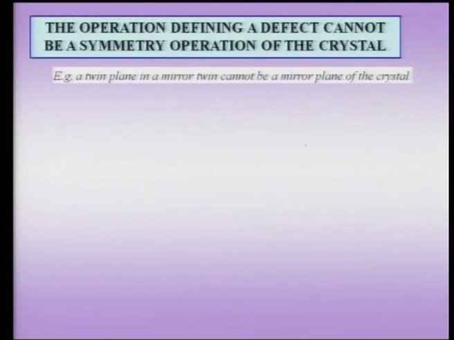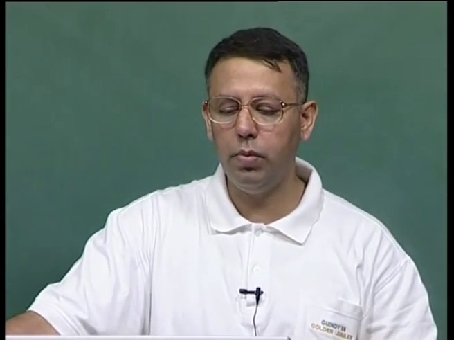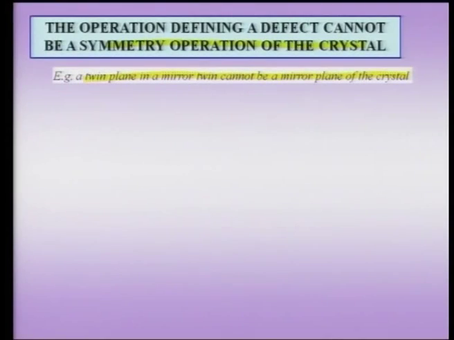Okay. This is a word of caution perhaps, that whenever I am talking about a symmetry which is going on to define a defect, then the operation defining a defect cannot be a symmetry operation of the crystal. So, this point has to be kept in mind. For instance, a twin plane in a mirror twin cannot be a mirror plane of the crystal. This is perhaps somewhat obvious, but just to state it at the beginning, since it is closely related to the symmetry of the crystal. So, to repeat this note, the operation defining a defect cannot be a symmetry operation of the crystal. In other words, a twin plane in a mirror twin cannot be a mirror plane of the crystal. So, this point has to be kept in mind.